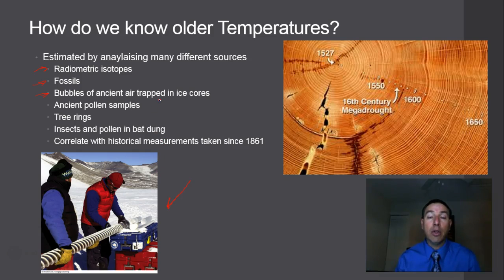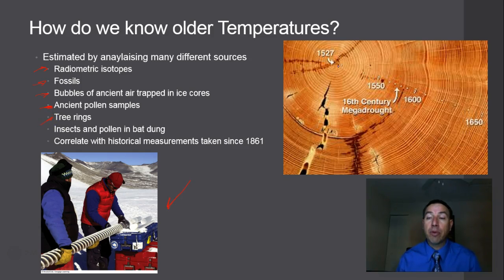And they can look in the bubbles trapped within that ice core and sample the actual gases within that, as well as some of the particles trapped within that, and see what the Earth's climate was at that point. They can look at ancient pollen samples and compare those to current pollen samples of current living plants. They can look at tree rings.